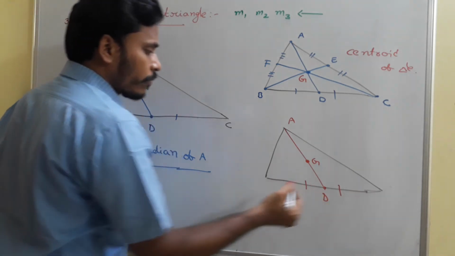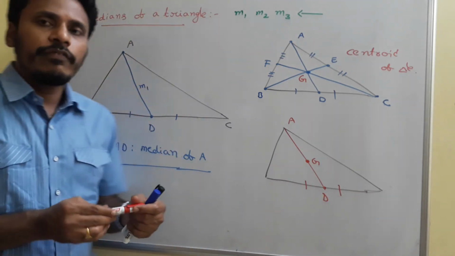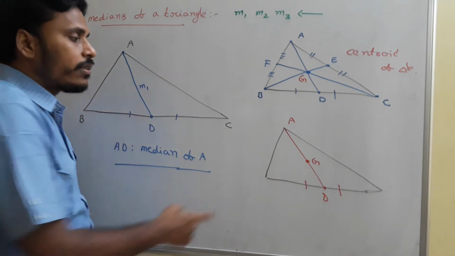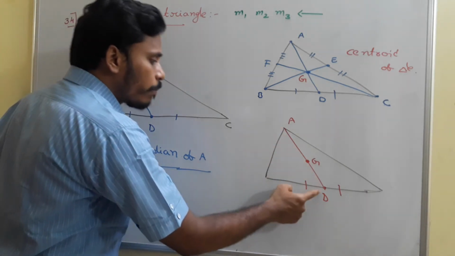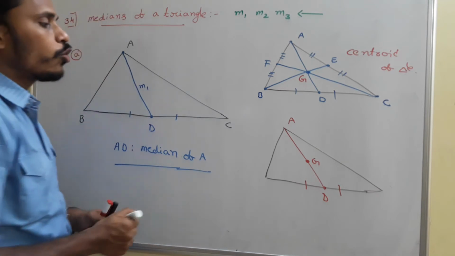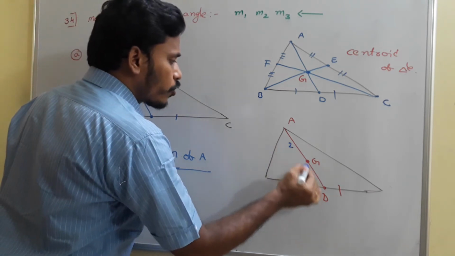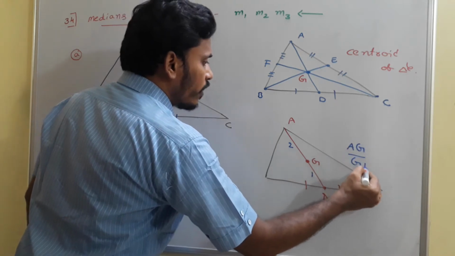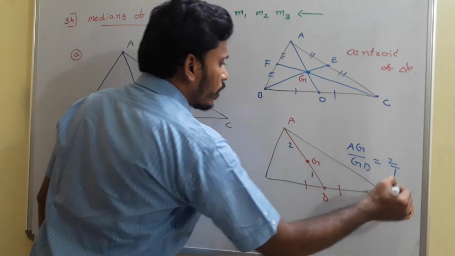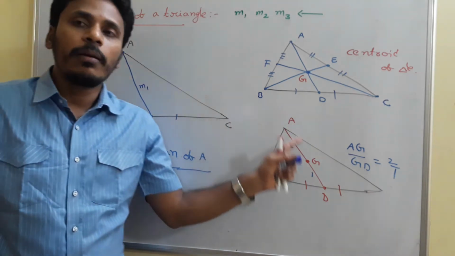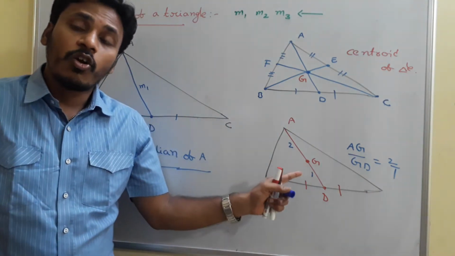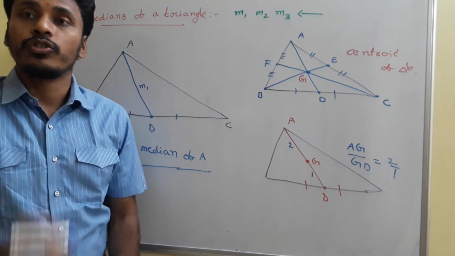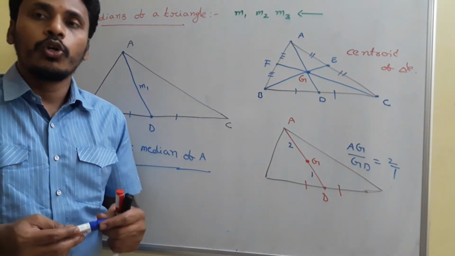And this is D. Now, with certain properties of plane geometry, we can easily show that this centroid always divides the median in the ratio 2:1. So if this part is 2, this is 1. So AG by GD is equal to 2 by 1, that is 2:1. Not only the median passing through A, the centroid also divides the median passing through B and the median passing through C in the same ratio 2:1.